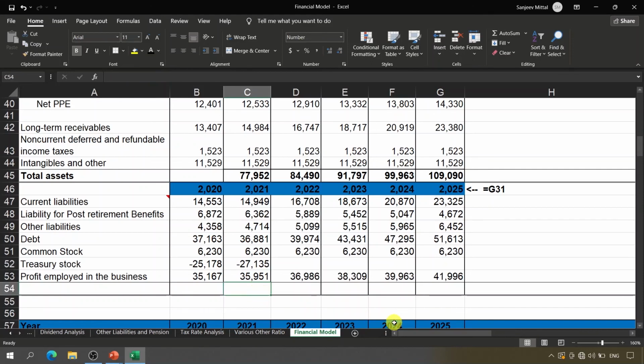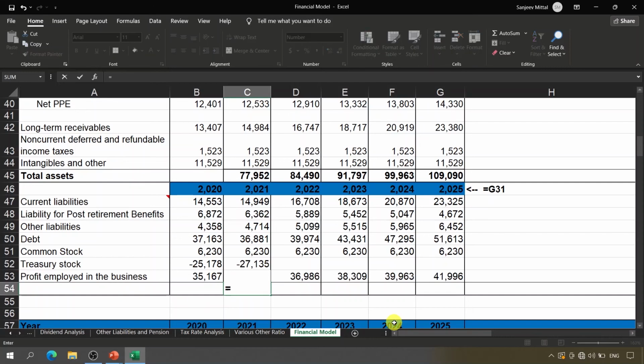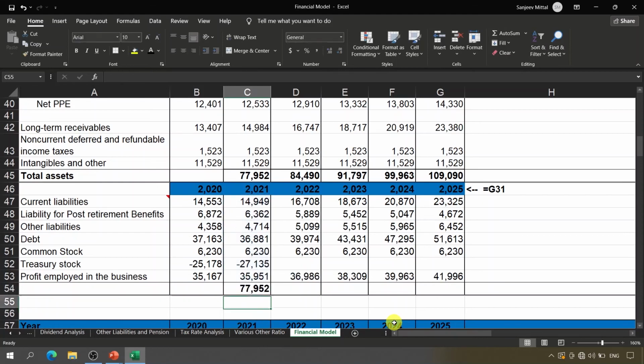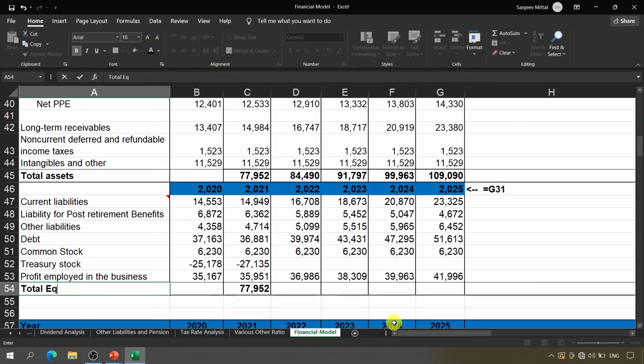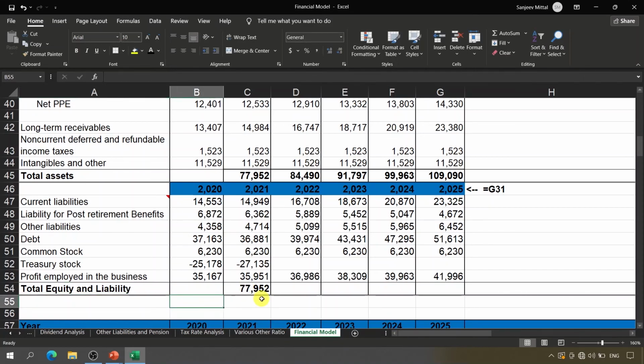Now, if you try to show whether your balance sheet is matching or not, for that purpose, you can simply write equals to sum, and then inside this sum, we shall do a sum of all the items inside your liabilities, and your total equity, and I can write that the liability side is matching with the assets, as 77,952 is matching with 77,952.